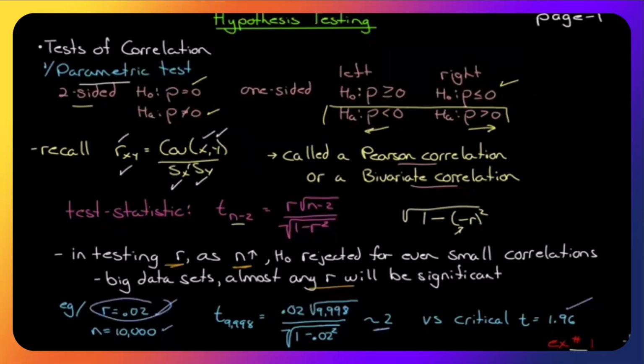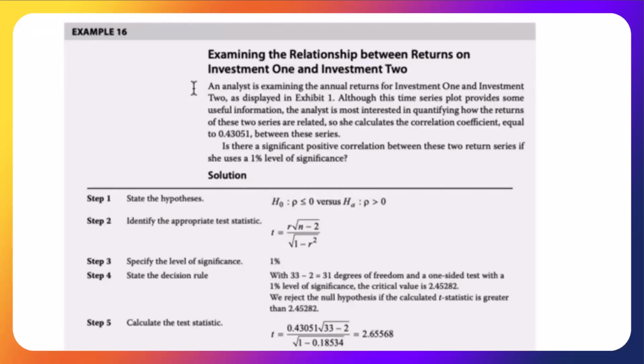Let's do a walkthrough, Example 16. Examining the relationship between returns on investment 1 and investment 2. Before we jump into this, you might want to hit pause and in the reading scroll back up to Exhibit 1. There you'll see a scatter plot between investment 1 and investment 2 for 33 periods. This is what this example is referring to.